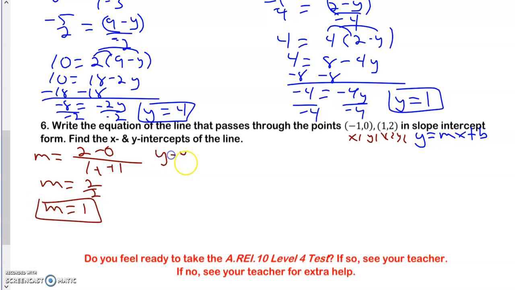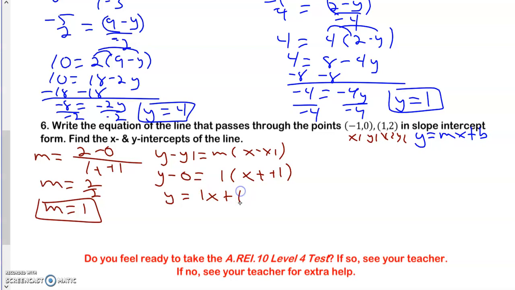I use my point slope formula to get my equation. I'm going to use the first point, so I do y minus 0 equals 1 times x minus 1. So y equals 1x plus 1. So I can get my y-intercept right from here. We know that the y-intercept is the b in this equation, so I'm just going to write y-intercept would be 0, 1, because b equals 1.